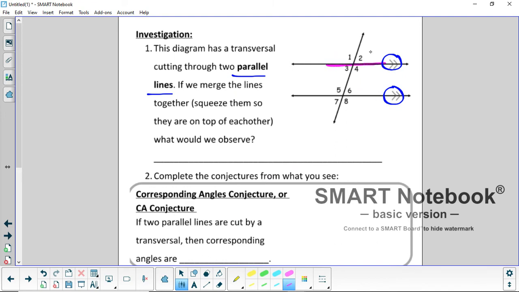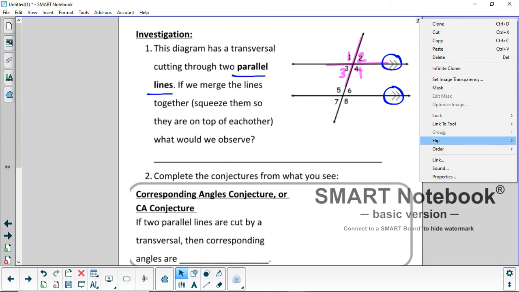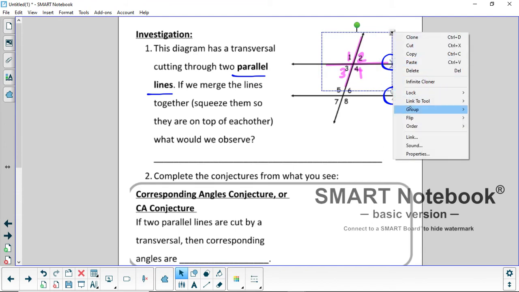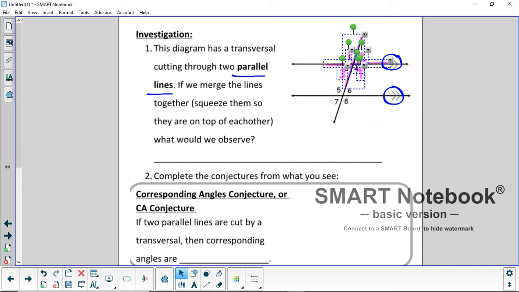I'm going to trace over these portions of the line, 1, 2, 3, 4. And then I'm going to take my pen and I'm going to grab all of that information there. Let's group it together so it'll all, oops, it was already grouped. All right, so I'm going to take that piece of information and I'm going to slide it down so that it matches up with that next horizontal parallel line.